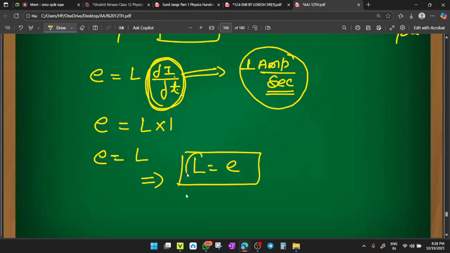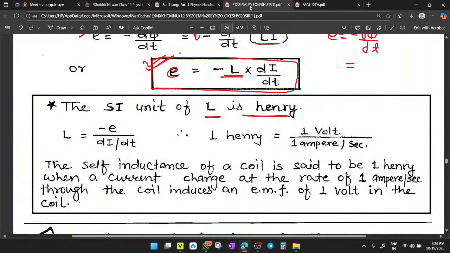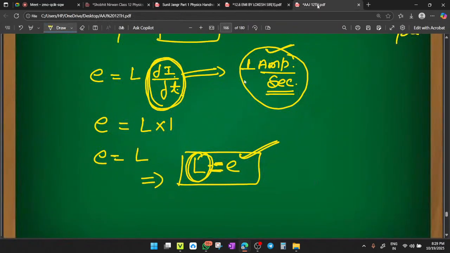So what is the self-inductance of a coil? Self-inductance is defined as the EMF induced in the coil when the current flowing through the coil is changing at the rate of 1 ampere per second. Understood? That time the amount of EMF produced is equal to the self-inductance.